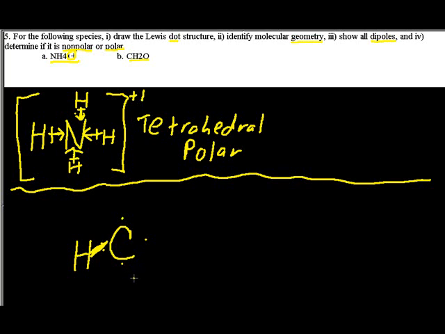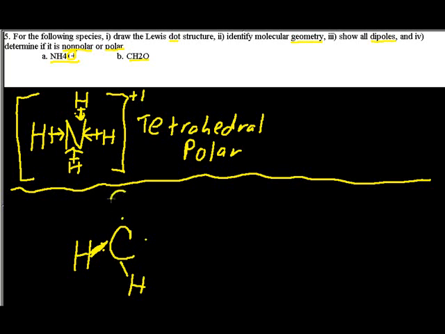Now, the second hydrogen is going to be doing the same thing down here. So I've got 2, 4, 5, I have 6 electrons around the carbon now.